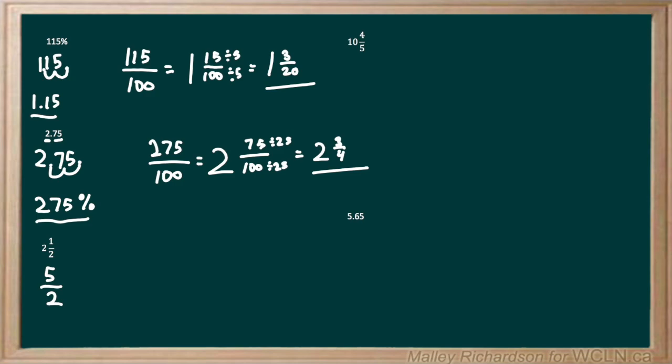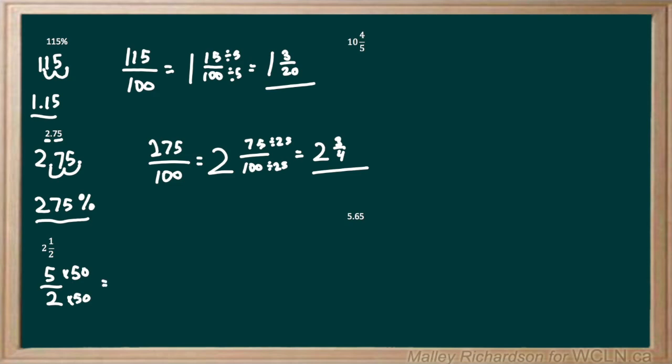Now that we have an improper fraction, we want to turn this improper fraction to have a denominator of 100. So what do we have to multiply by 2 to get 100? Well, 2 times 50 gives us 100, so we multiply the bottom by 50, and then we multiply the top by 50.